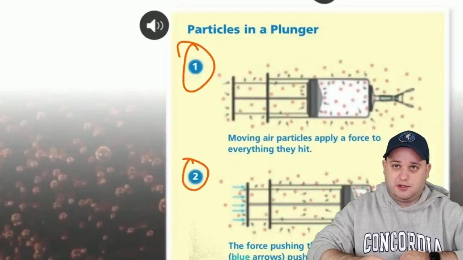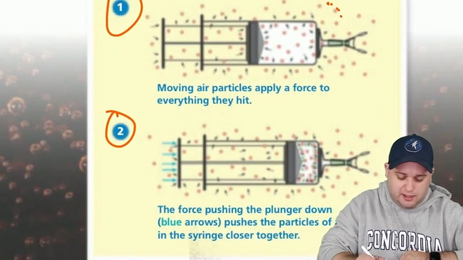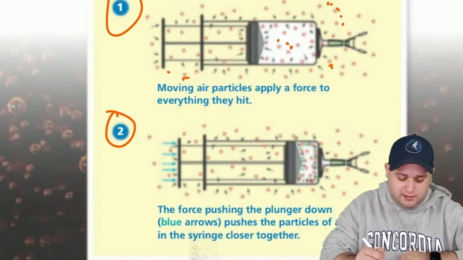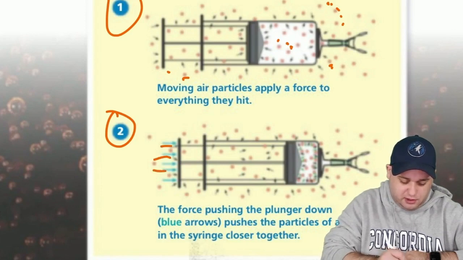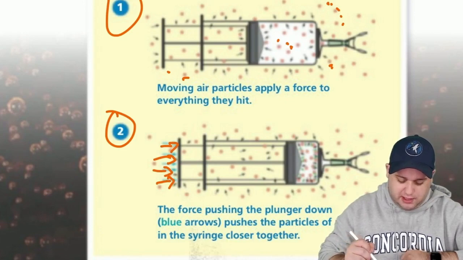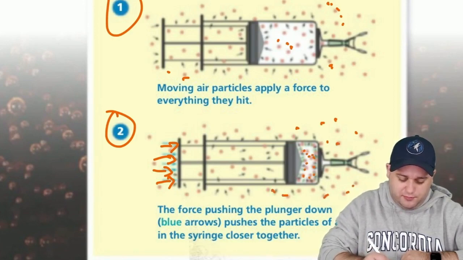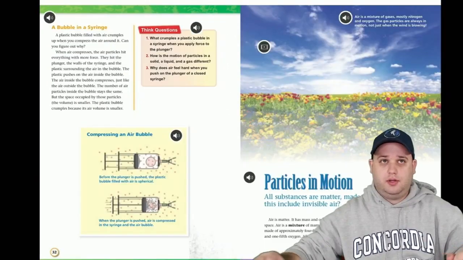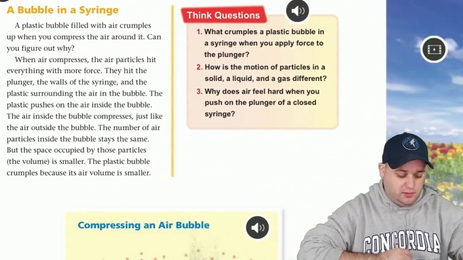So let's take a closer look at this diagram. Notice there's air outside and there's air inside. Air particles apply force to everything they hit. The force pushing down the plunger, that's the blue arrows over here. The force pushing down the plunger pushes the air particles in the syringe closer together. So again, the outside, they're still spaced out, but look at inside, they're closer together. Let's go ahead and take a look at this last page, a bubble in a syringe.